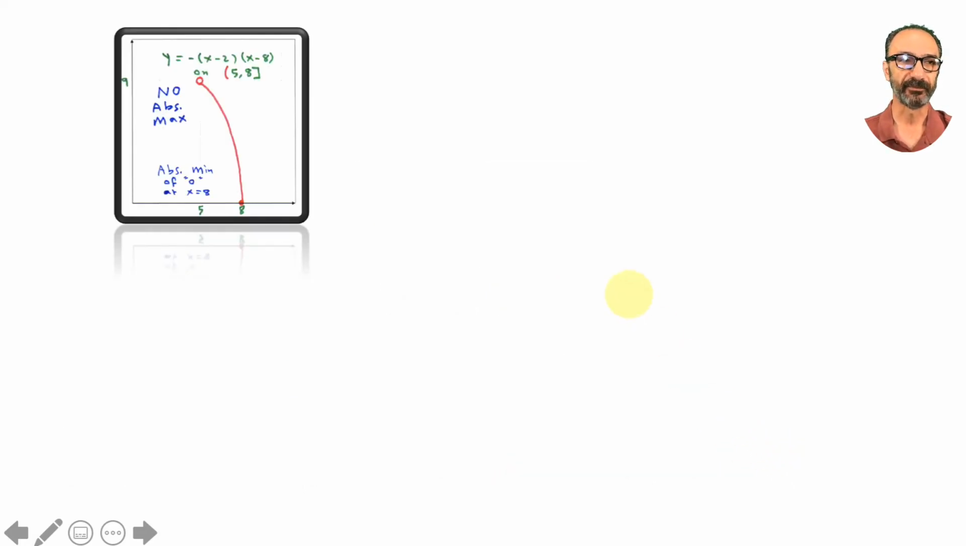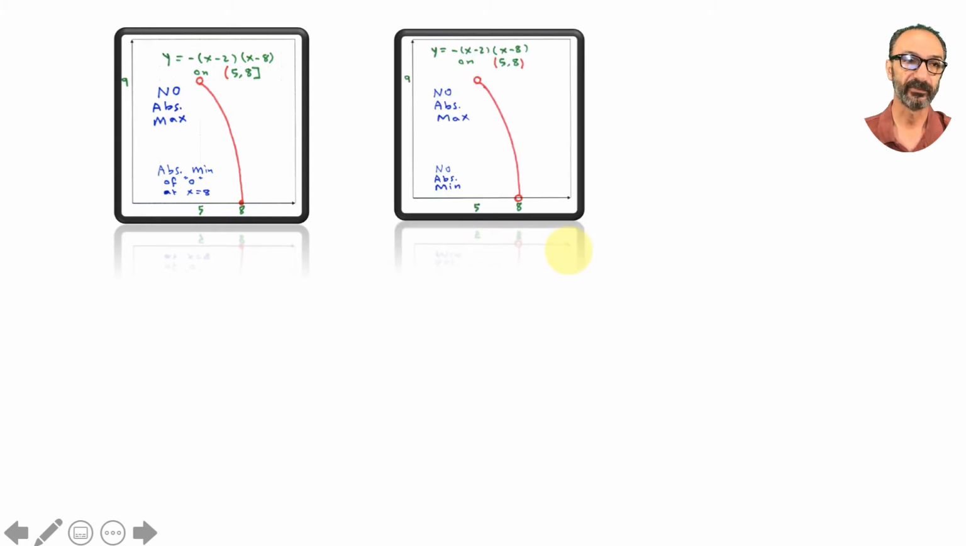Another example. This time I have it open from the left and closed from the right. So I have no absolute max and I have an absolute min. How about if it's open from both sides? Open from both sides. No absolute max, no absolute min.